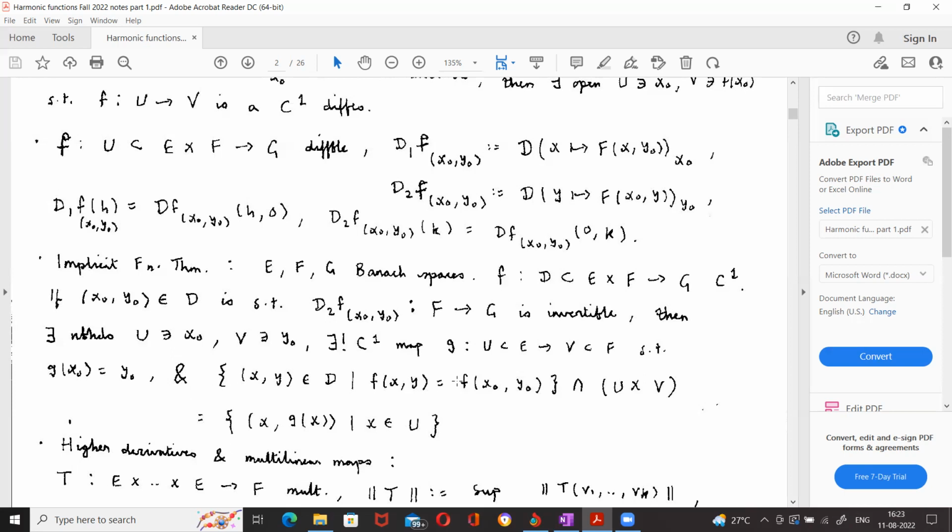If I look at this level set near the neighborhood U cross V of x0, y0, then in this neighborhood, this level set is equal to the graph of this C1 map g. So this is of the form x comma g of x, where x ranges over U. Okay, so let me just draw you the picture.